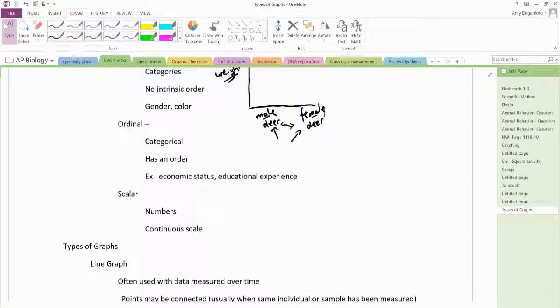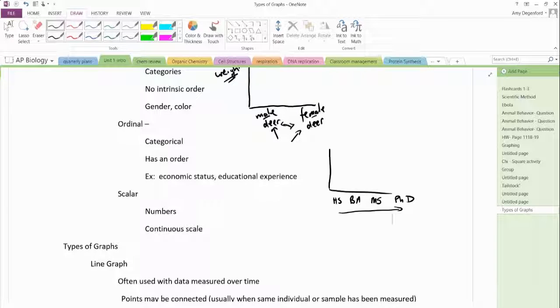Economic status, educational experience. We could make a graph that shows, yes, you have high school, you have a Bachelor of Arts, maybe you have then a Master's of Science, and then a PhD. Well, that has intrinsic order to it, even though it's still categorical. So you'd often see those represented in that order.